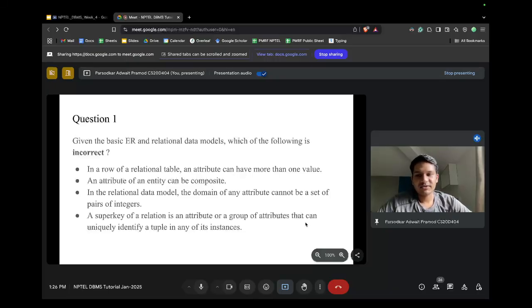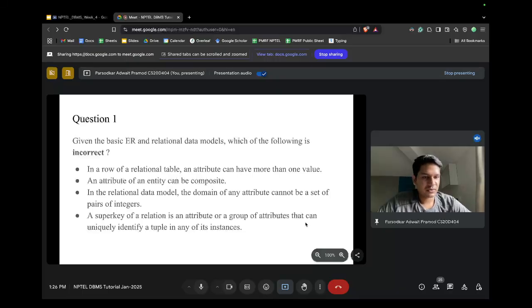In the first option, we have that in a row of a relational table, an attribute can have more than one value. So we restrict ourselves to one row and one attribute, looking at one cell at a time. Now, in one cell, can you have more than one value? The answer is no, you cannot, because we have an atomicity constraint wherein each cell will have exactly one value.